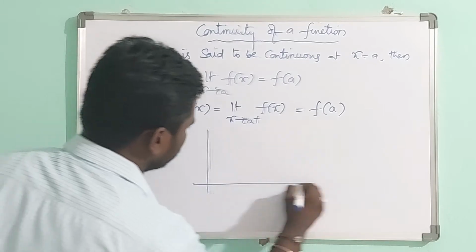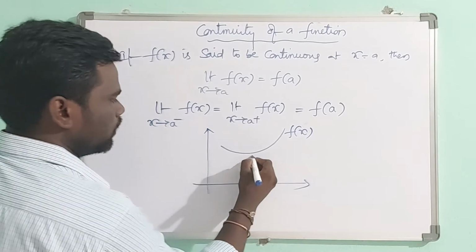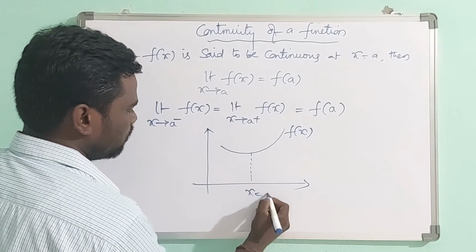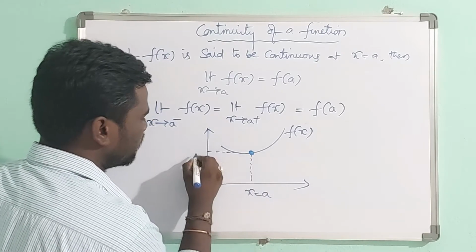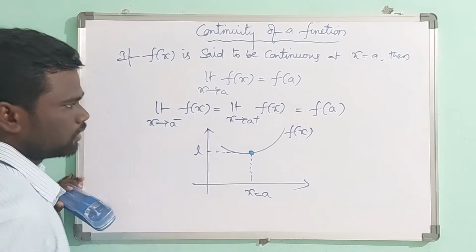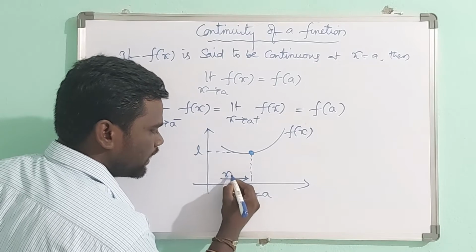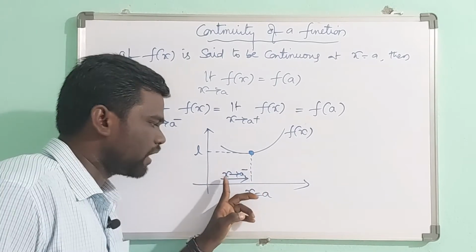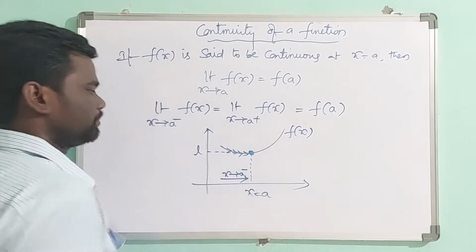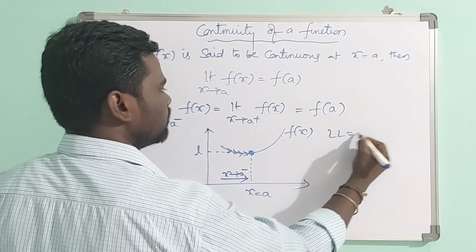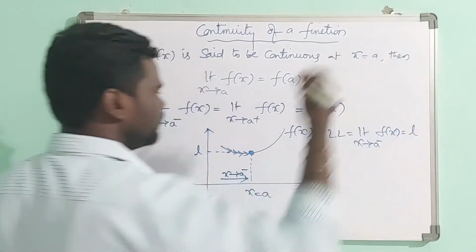Now coming to the graph, suppose it is f of x. Now we need to check at x equal to a, and here we have a value, suppose L. Now coming to the existence of limit, as x value approaches a from the left side, which means x tends to a minus, the function approaches what? L. So the left limit, x tends to a minus f of x, is equal to L.